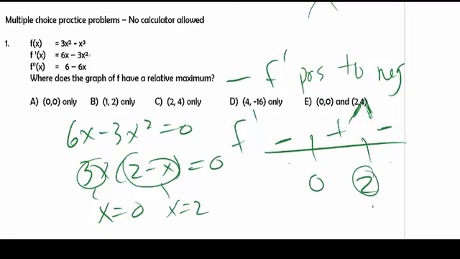So we need a y-coordinate to go with our x-coordinate. To get the y-coordinate, you plug 2 into the original function. In this case, you would get 12 minus 8, which would be 4. So (2, 4) would be your one and only answer.